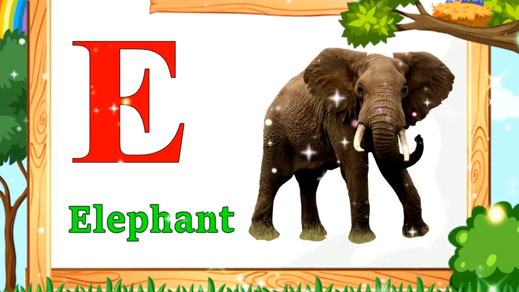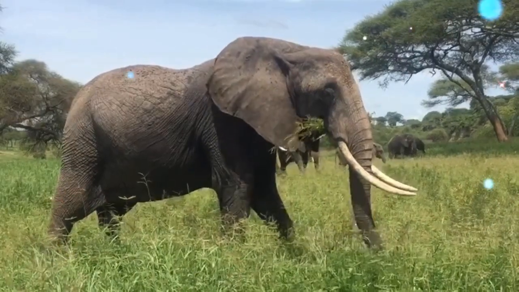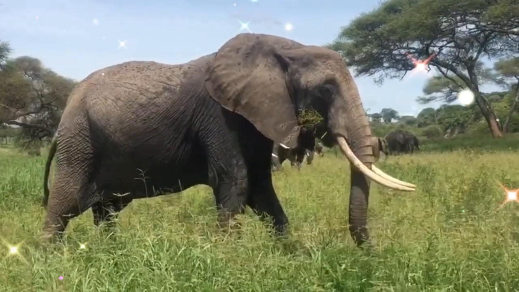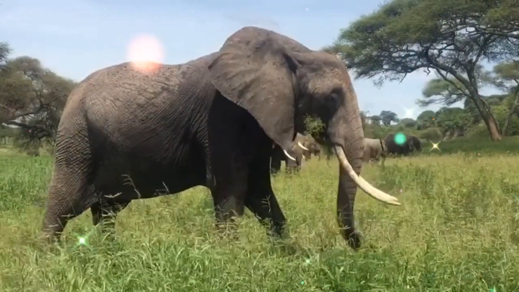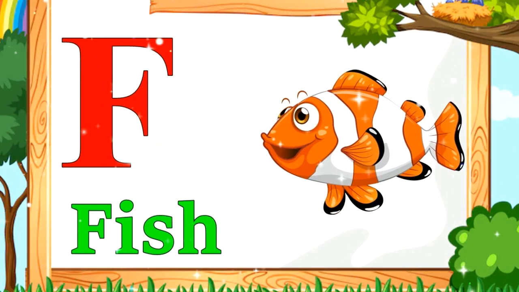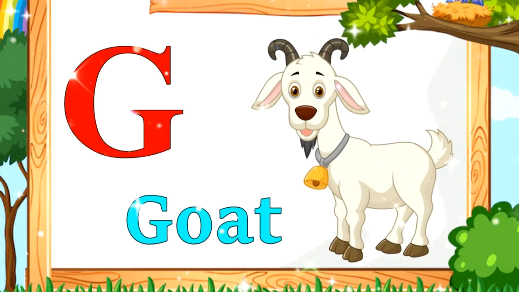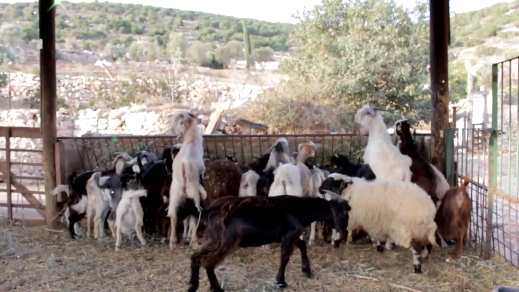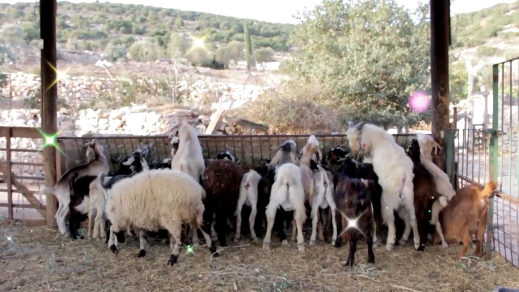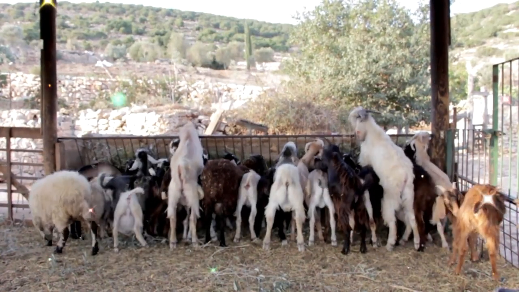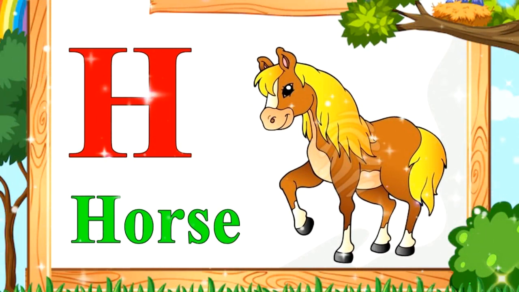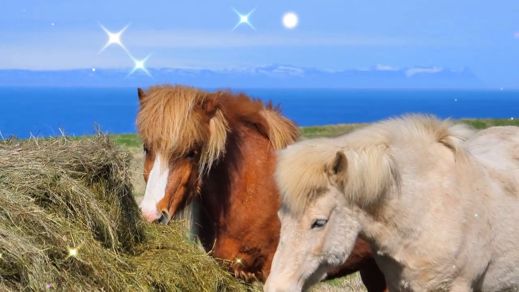E for elephant. F for fish. G for God. H for horse.